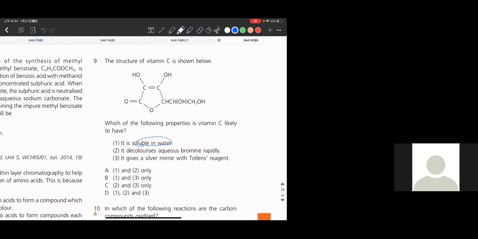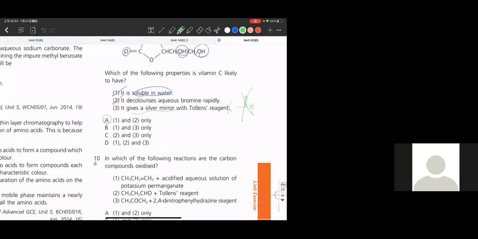A can form hydrogen bonds with water. Yes, hydrogen bond. Where is the hydroxy group? Hydroxy group. Oh, okay. So many, right? So it's soluble in water. Number two. It decolorizes aqueous bromine rapidly. It's correct, because it contains a CC double bond. Yes, CC double bond here. Okay. It gives a silver mirror with Tollens reagent test is wrong because there is no aldehyde. No aldehyde inside. We cannot find such. So the answer is A.